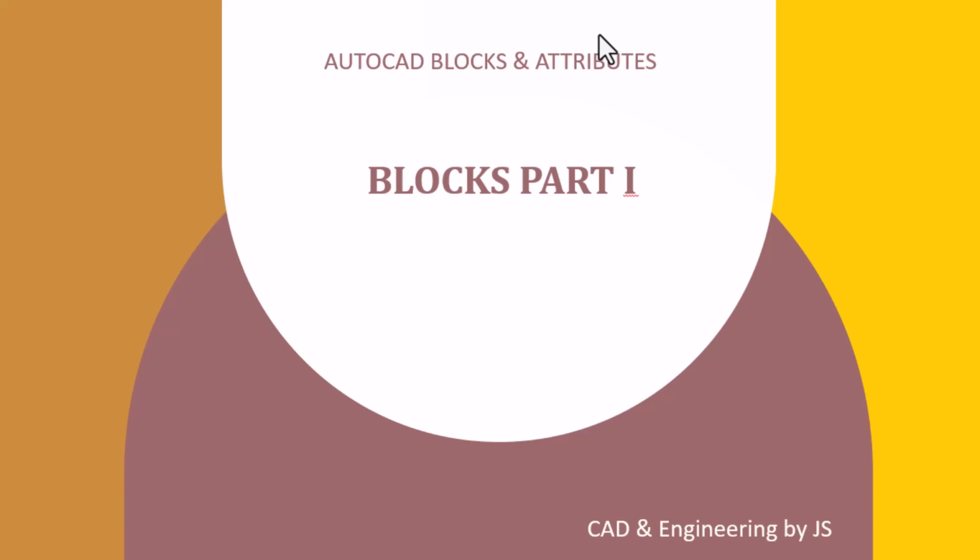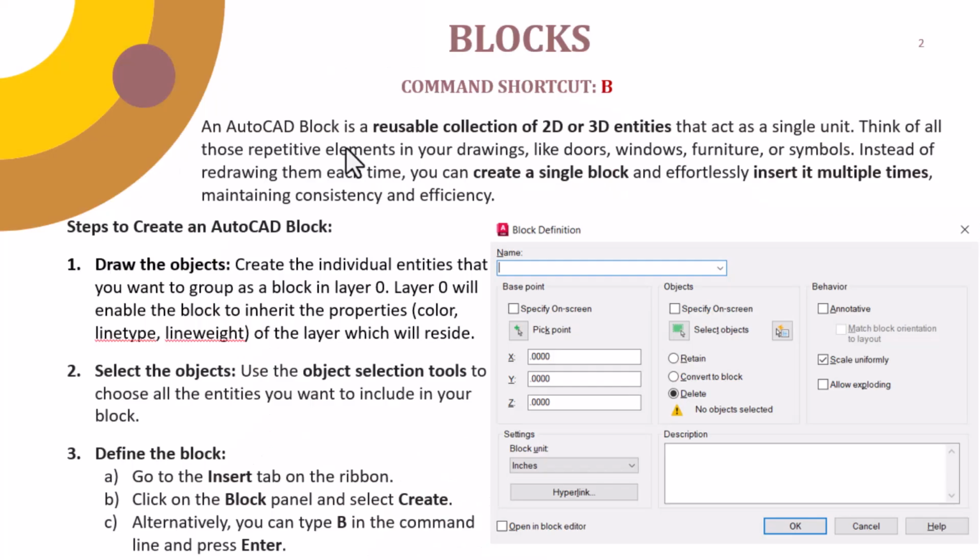Today we're going to talk about blocks. The shortcut for blocks in AutoCAD is the letter B, and blocks are used in AutoCAD to avoid repetitive tasks. So any elements that you use frequently in AutoCAD should be converted into blocks and saved in a library so that you can reuse them later. This way you're going to save time and the drawings will look more uniform.